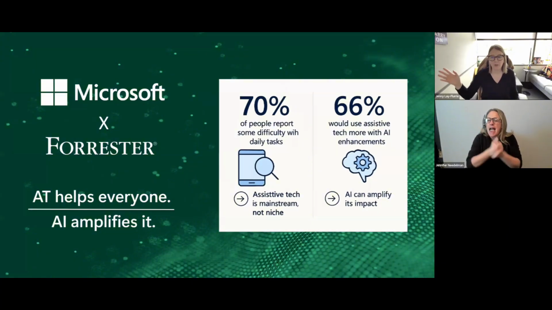Where's that number today? Well, Forrester did an analysis and they came back with results that surprised us. 70% now could benefit from assistive technology and have difficulty with daily tasks. Assistive technology is not this niche thing anymore. It is absolutely embedded. We all pinch and zoom. We leverage captions. It is there. And AI was actually having very, very positive results. But the majority of folks were not aware of the advancements or the enhancements that had happened with it. And 66% would use more assistive technology with the AI enhancements.